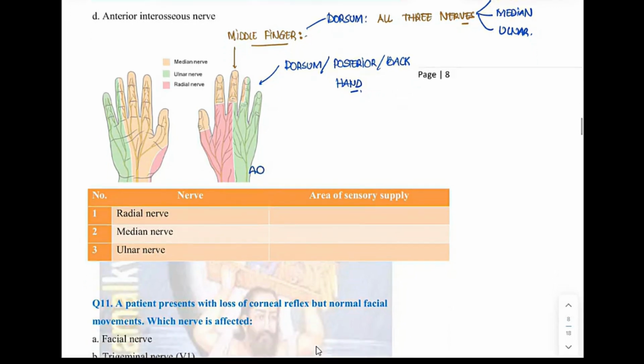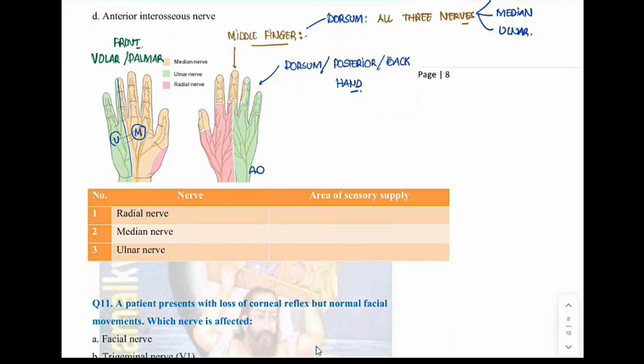Now coming to the volar aspect or the palmar aspect or the front of the hand. Here you have to remember only two nerves. Clear? Just the territory of two nerves. This one is median and this one is ulnar. Clear? So what is the point of demarcation? This is the point of demarcation, something like this. So this is all median and this is all territory of ulnar.